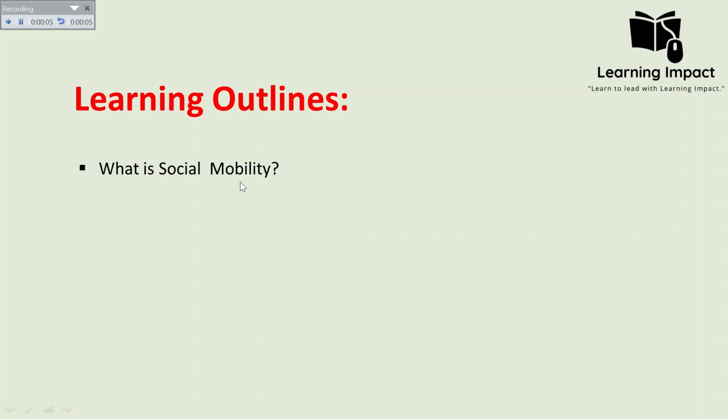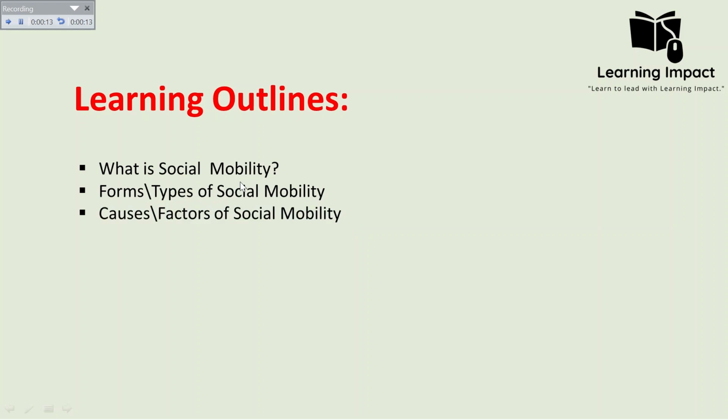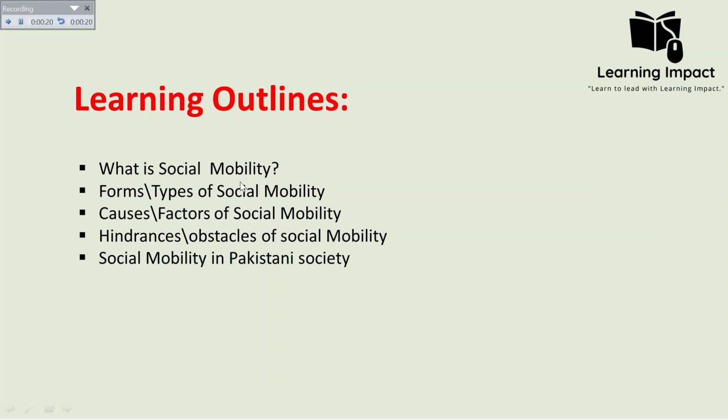In today's lecture, we will discuss what social mobility is. We will look into the types, which we can also call forms, of social mobility. Then we will discuss the causes or factors of social mobility and the hindrances or obstacles to social mobility. And also we will discuss some examples of social mobility in the context of Pakistani society.